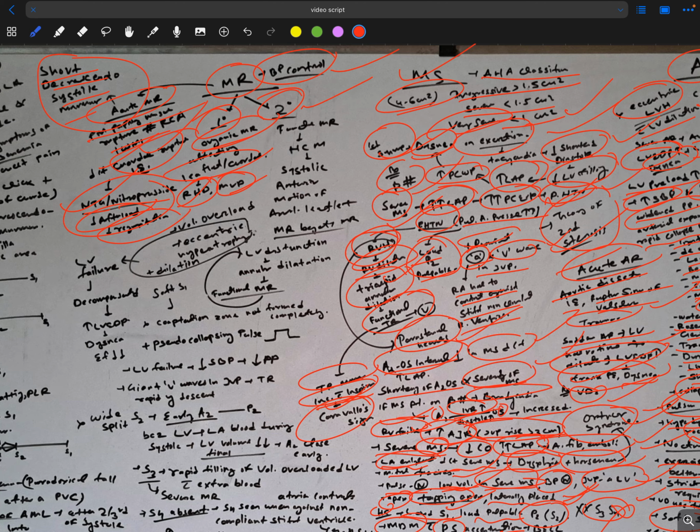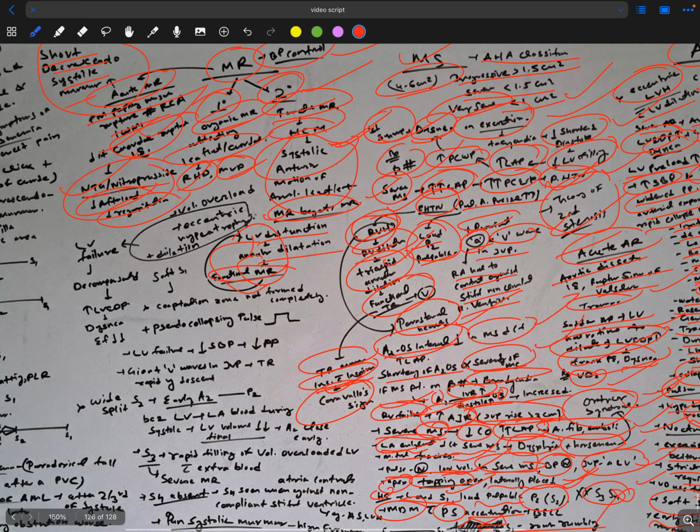In secondary MR, due to functional MR, there will be hypertrophy that will lead to dilatation of the left ventricle. Systolic anterior motion of the mitral leaflet is seen in hypertrophic cardiomyopathy. In secondary MR we see MR begets MR: LV dysfunction, annular dilatation, functional MR, that will again lead to LV dysfunction and annular dilatation. So this vicious cycle will continue. It is called MR begets MR.